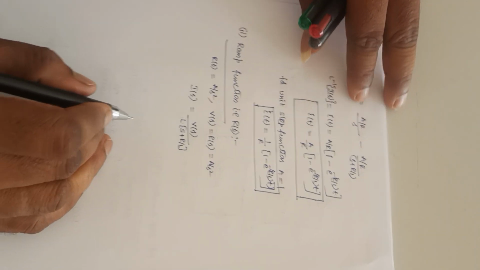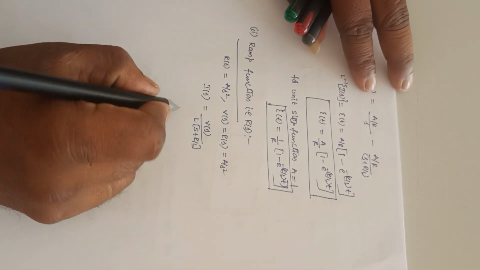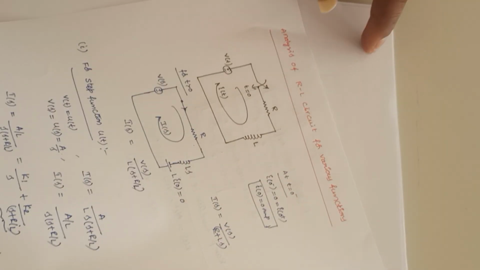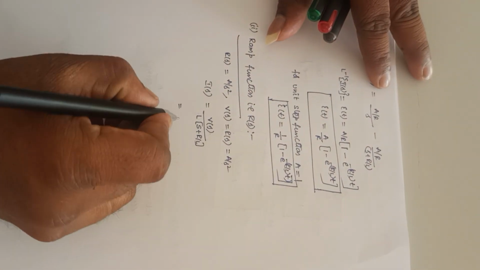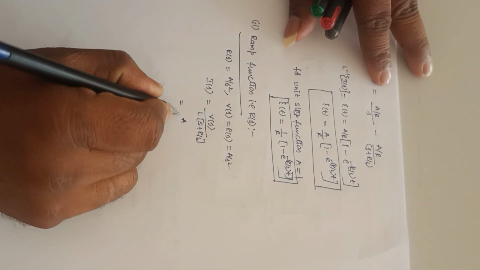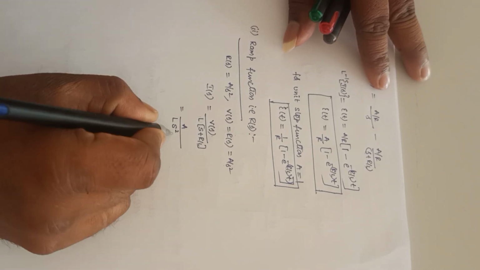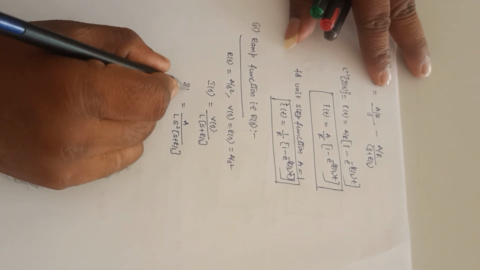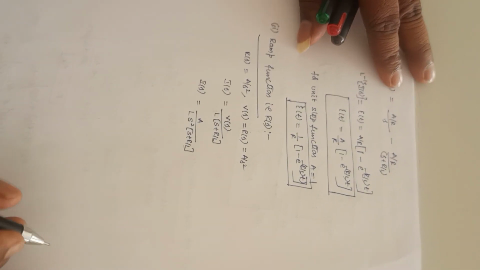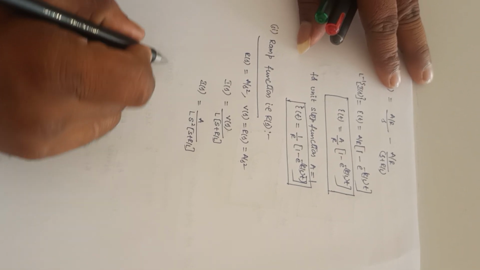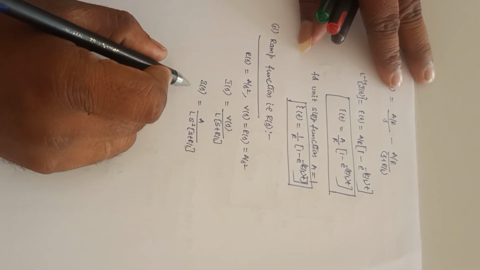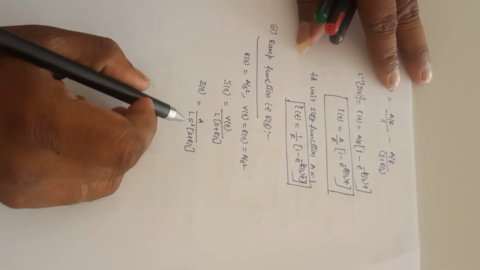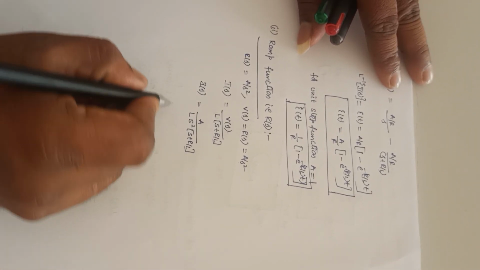Let us substitute this V of s, that is a divided by L into s square into s plus R by L. So this is I of s. Now to find the inverse Laplace transform for this expression, I need to do the partial fractions for it.